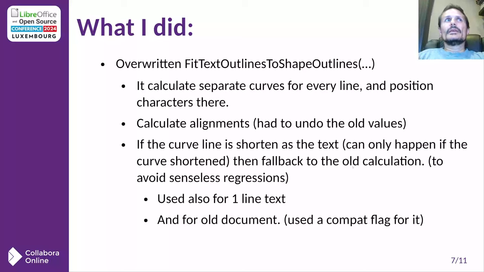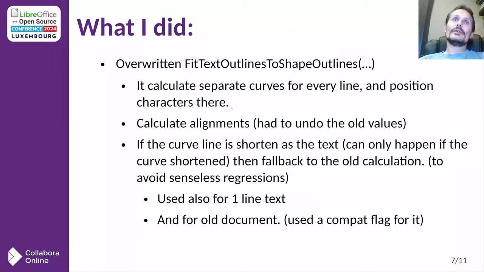So what I did, I overwrote only the most core function that I mentioned, the fit text outlines to shape outlines function. Now it calculates curves separately for every line, and it will position characters there. I had to write an alignment calculation too, but I could not eliminate the old alignment calculations because the old source code still needs it. I mean, in fallback cases, we still need the old way of alignment calculation.